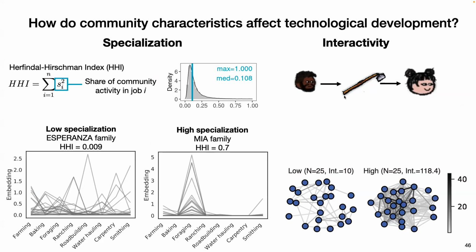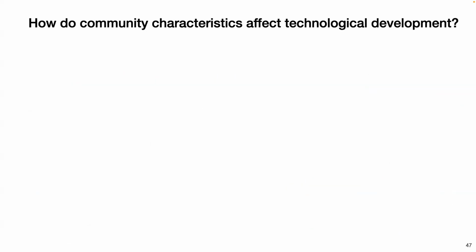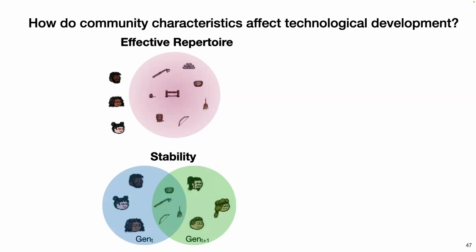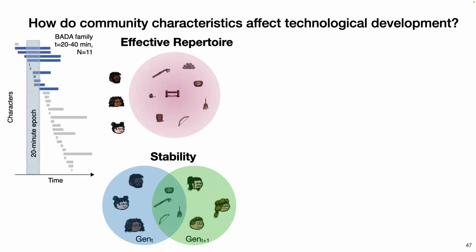And then interactivity captures how often people interact with the same object, right? This allows us to capture the degree of social interactions. And here we wanted to understand how these characteristics affected two main forms of technological development. One is effective repertoire size, how many items are being interacted with in a given generation. And the second is stability, how much overlap there is between the items interacted with in one generation and those interacted with in the next. Here we define generations based on 20-minute epochs of the data.